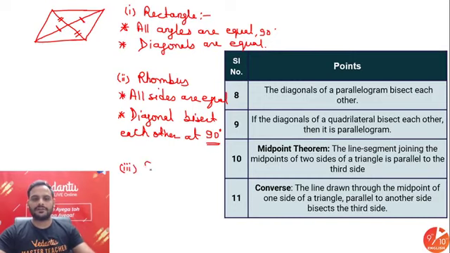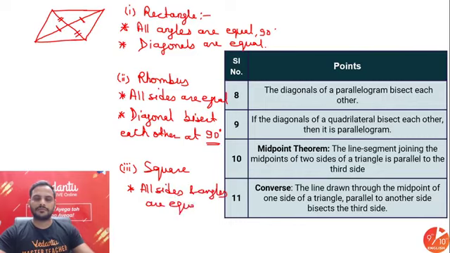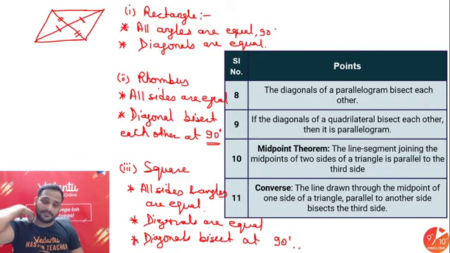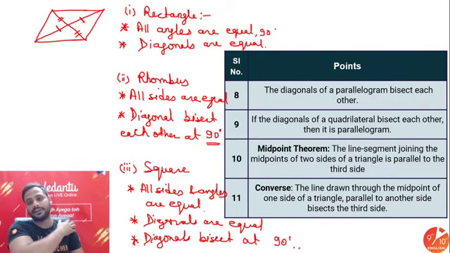And the third, in square, square will combine all the properties. That is, all sides and angles are equal. Alright. Then I can say diagonals are equal. And the last one, diagonals bisect each other at a right angle. Alright. So these are the extra properties followed by rectangle, rhombus and square.